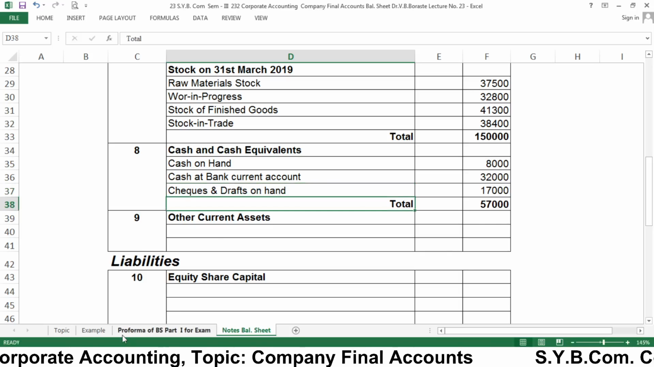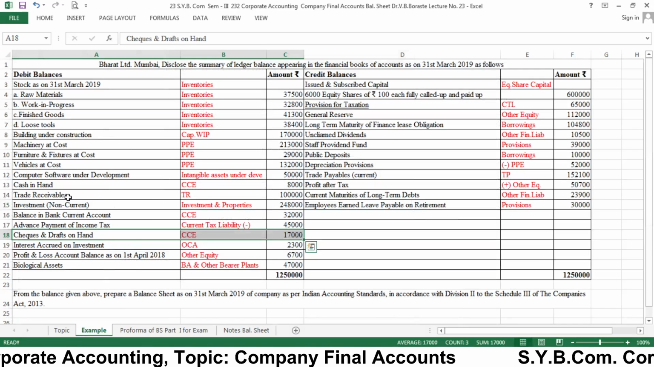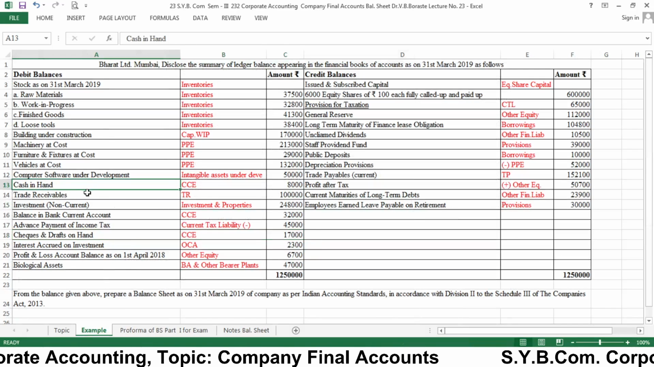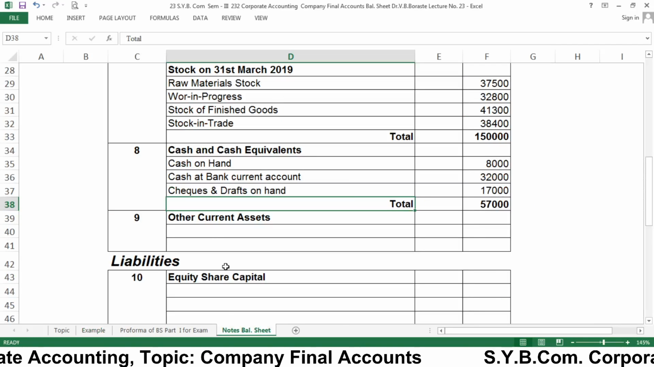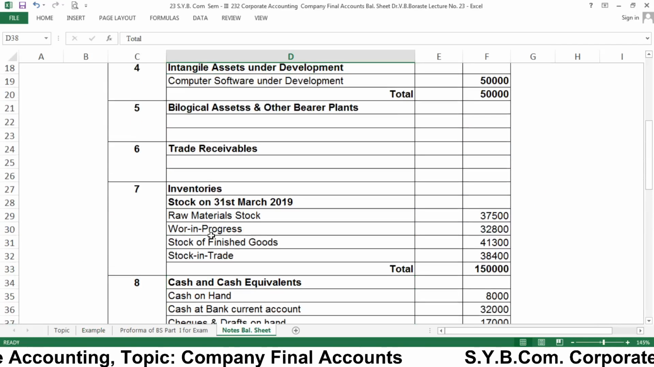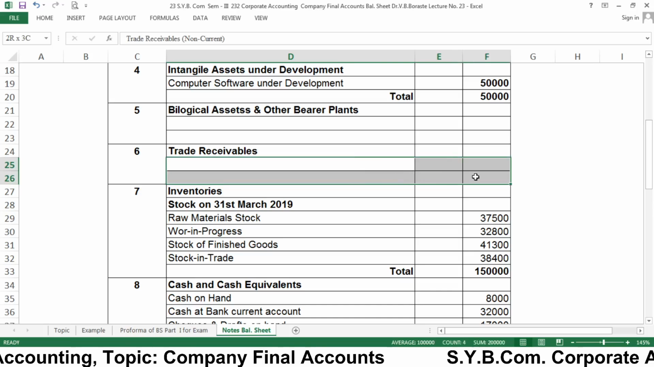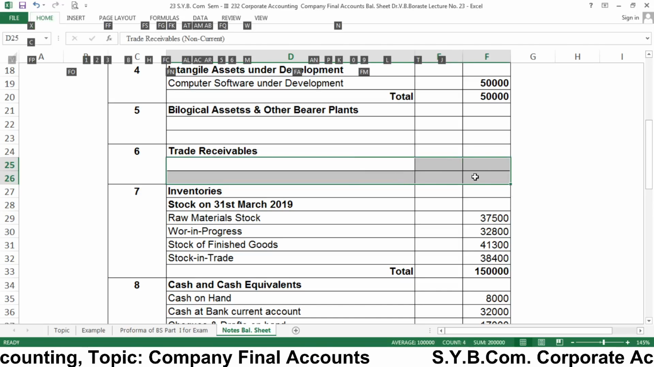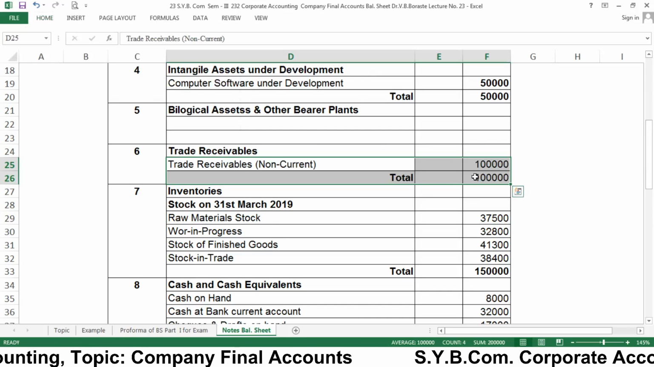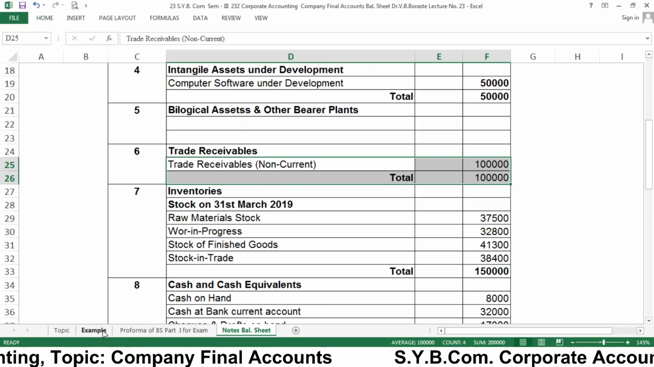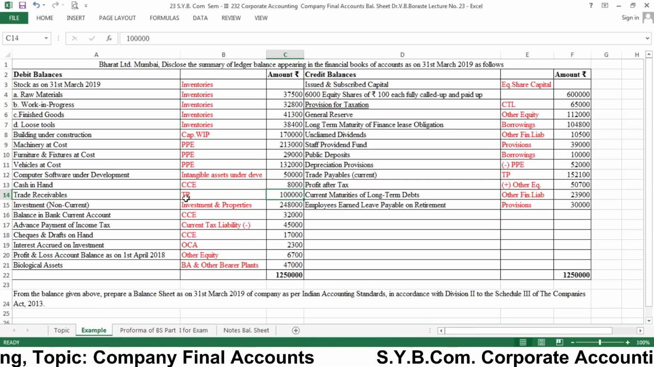Now the next item, after the cash in hand, is trade receivable. It will be recorded in trade receivable. You can see here the trade receivable amount is 1 lakh.